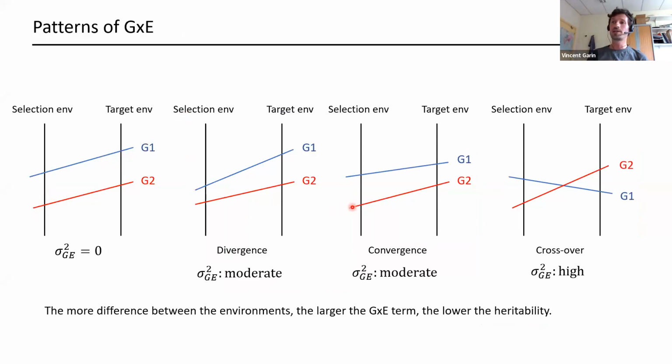There are different configurations. For example, when there is no genotype by environment variation, we have that in the selection environment and in the target environment, the difference is the same. The two genotypes keep the same difference. We have a situation that we call divergence, which involves moderate genotype by environment variance, which is similar to another situation that is convergence. So here you see from one environment to the other, there is some small change, but the rank is not changed. G2 is always lower than G1. And we have the most extreme case that is called crossover. In that case, we have the strong genotype by environment variance. So you have an inversion of the ranking between the two genotypes.